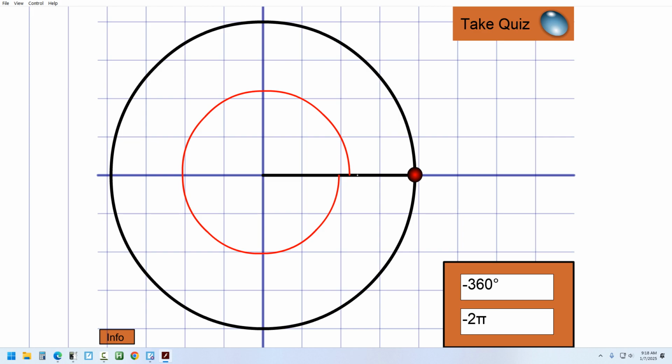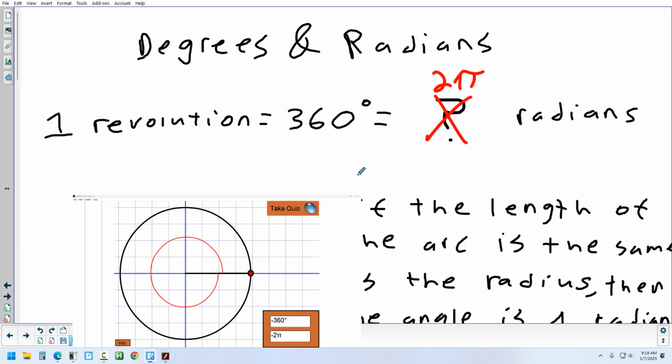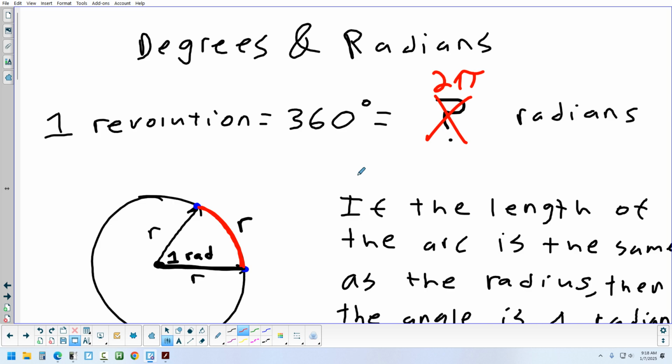So 2 pi is how many radians it takes to go all the way around the circle. All right, now that we know this, we can come up with a formula to convert between degrees and radians because we have a true fact. Is it the only true fact? No. In fact, we're going to simplify that a little bit.